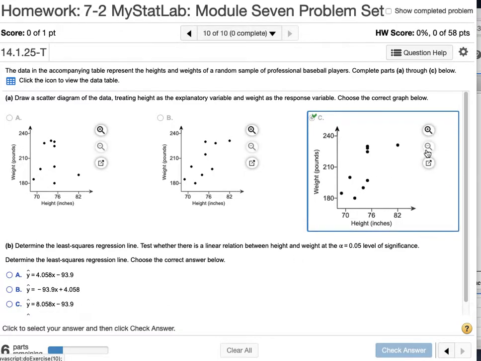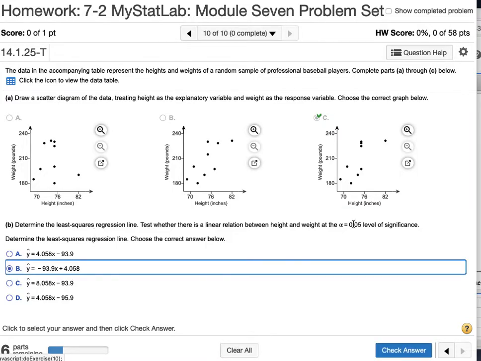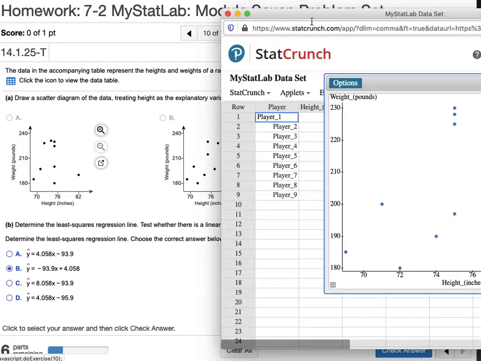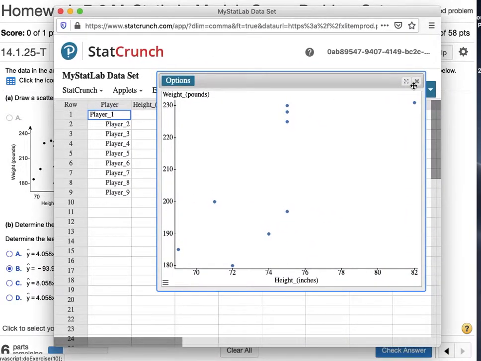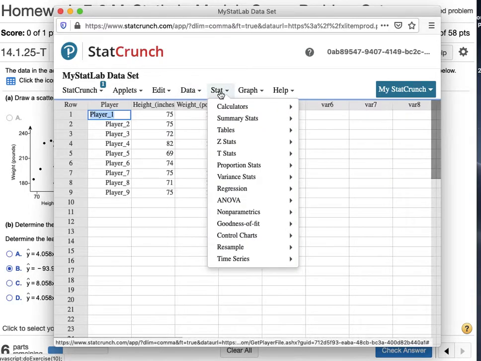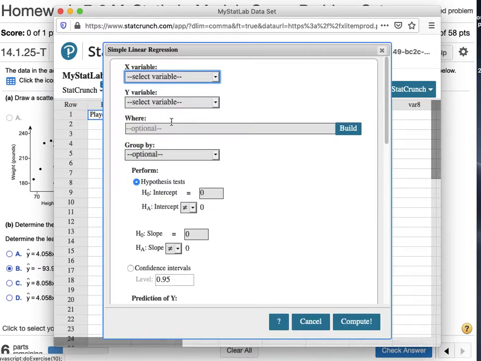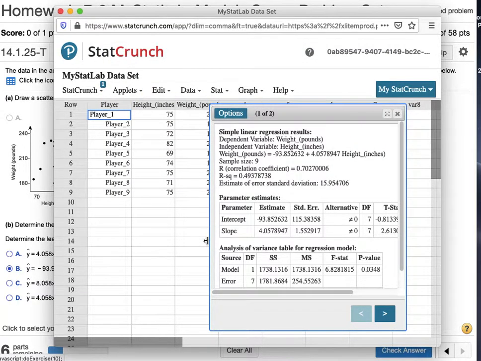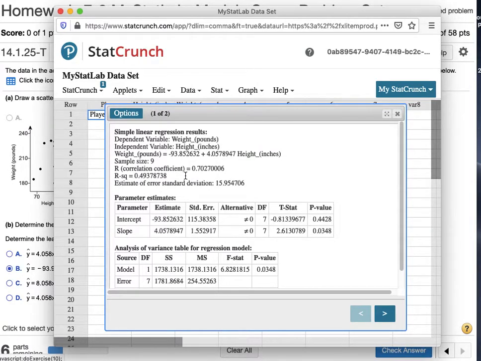So perfect. Okay, so determine the least squares regression line and test whether there is a relation between height and weight at the 0.05 level of significance. Okay, so first we have got to, let me clear that out, and we'll go into stat, regression, simple linear, and then height is our independent variable, and then weight is our dependent y variable. And then we are going to compute that.